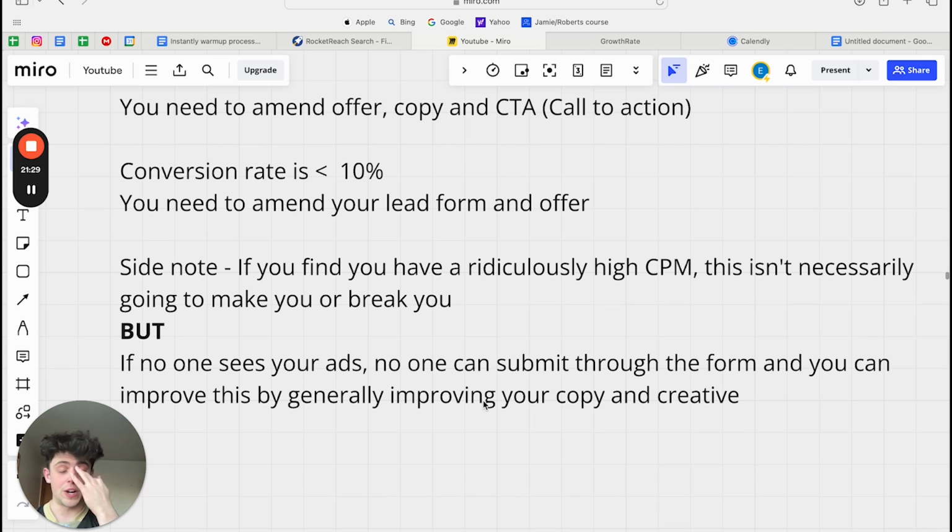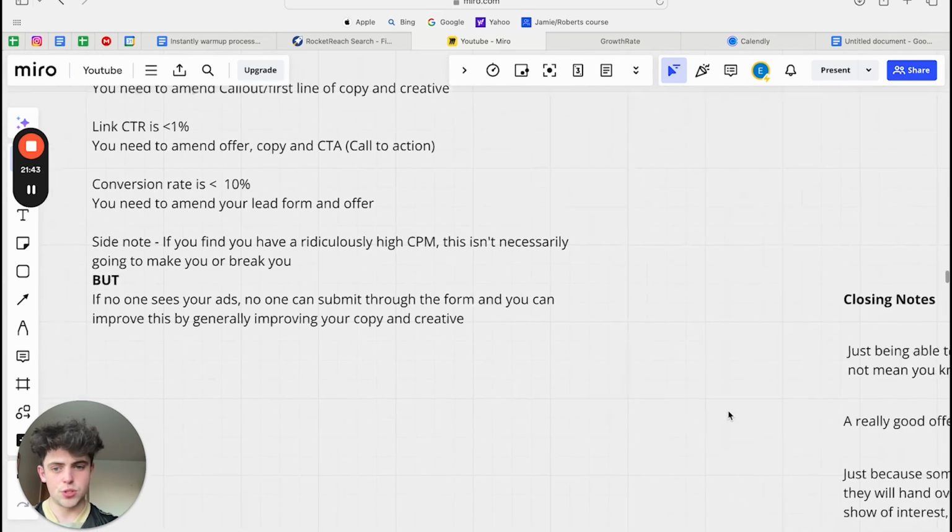Something that you'll find is that when you have a really good performer, it starts getting more reach, it starts getting more clicks, even on the same amount of ad spend as the rest of your ads. So the better your ad, the better it'll perform as well. But yeah, guys, that is troubleshooting.